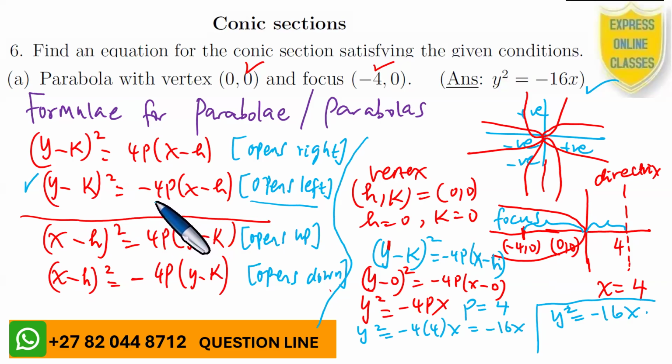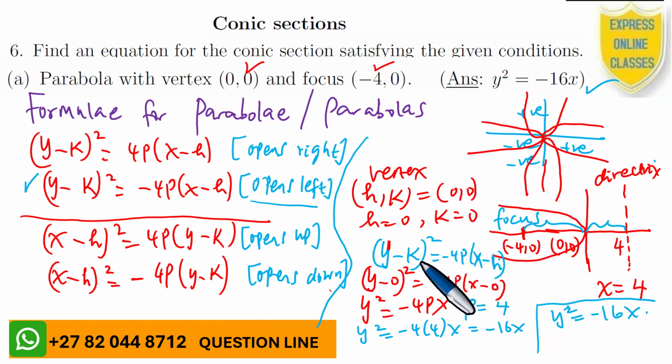Yes, so you said P is always the distance from the vertex to the focus? Yes, and also the distance from the vertex to the directrix is always the same. So it's always 4, always the same.